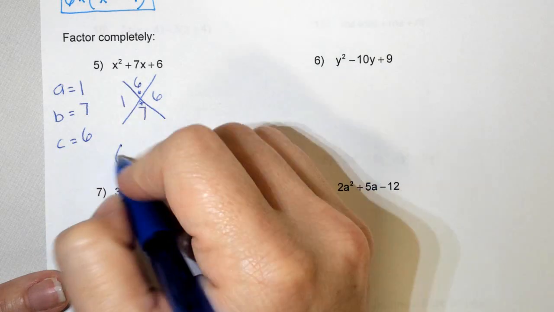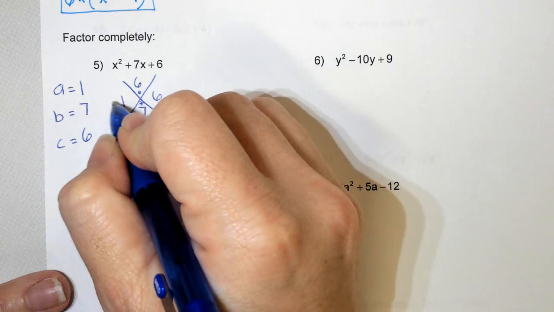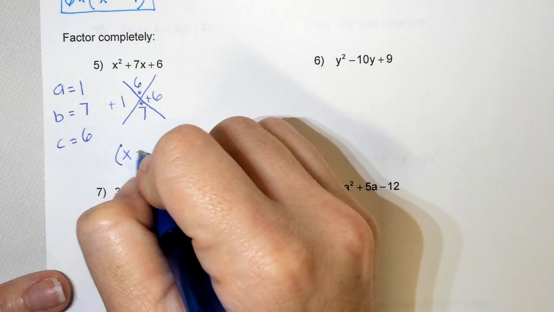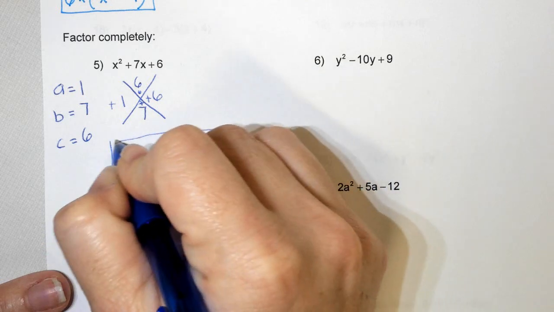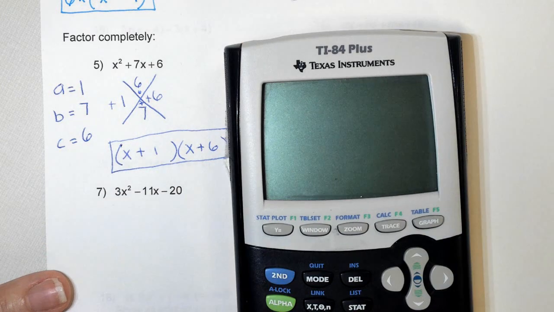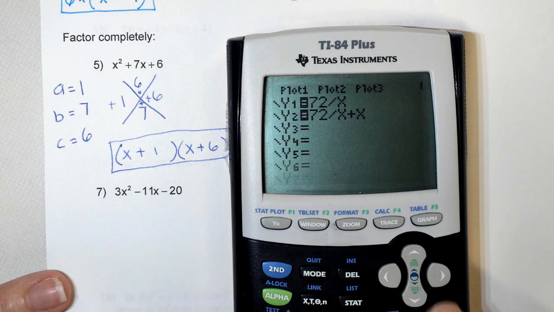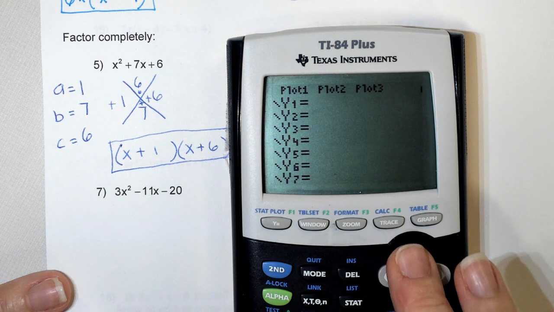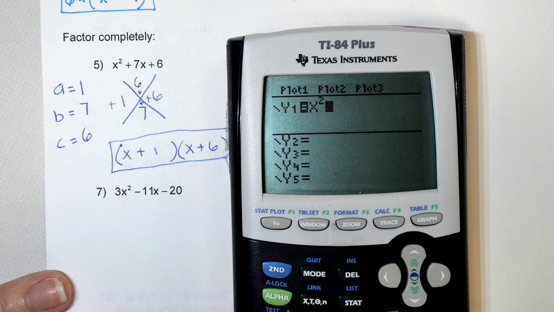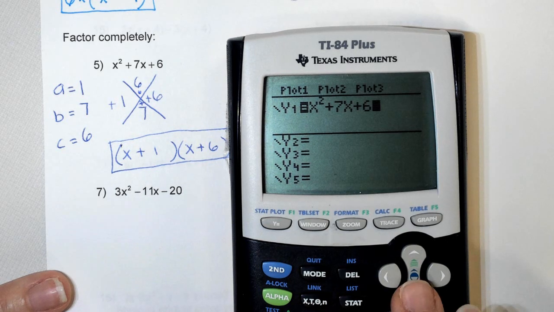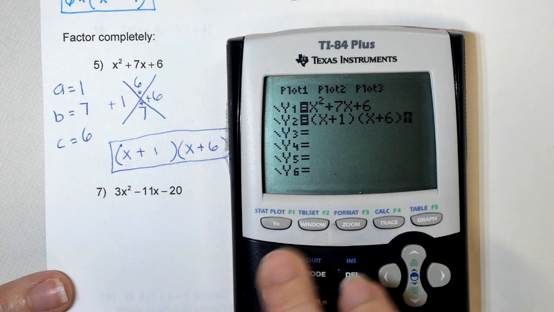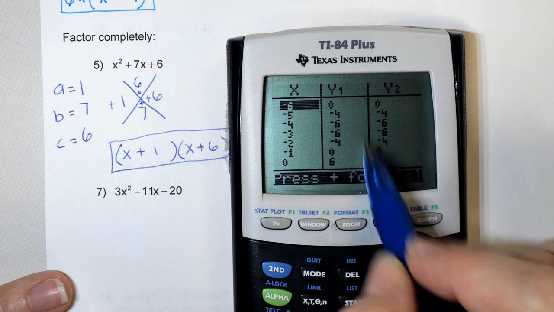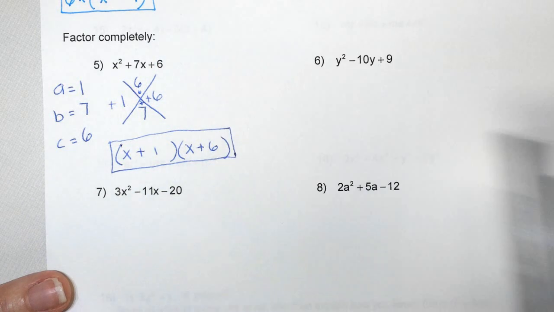So what times what gives me x squared is just x times x. And this is a positive 1, positive 6. Remember, you can check your work. You don't have to, but that's on you. You can come here and type what was given to you, so x squared plus 7x plus 6. And you could type what you came up with, so x plus 1, x plus 6. And you see how everything in y1, y2 matches? That means I did it correctly.